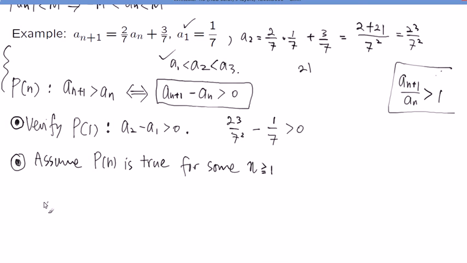And we want to prove Pn plus 1. Is that right? We want to go to Pn plus 1. So what is Pn plus 1? Pn plus 1 is a statement that says a(n plus 2), if you replace that n with n plus 1, minus a(n plus 1) is greater than 0. That's the statement we want to prove. Is that right? So this is the statement to prove.